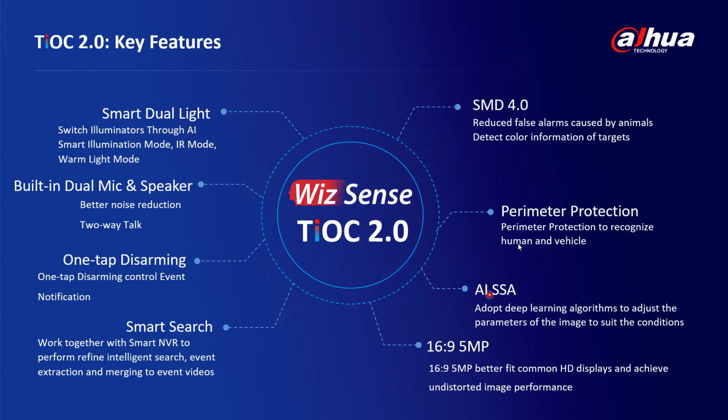Then we have the perimeter protection. This is basically perimeter protection to recognize humans and vehicles, so that in the event some of the rules which have been set based on these two filters are broken, an alarm trigger will be activated, and the TiOC 2.0 active deterrence camera will fend off the intruders, or one of the intruders, from proceeding to what they intended to do.